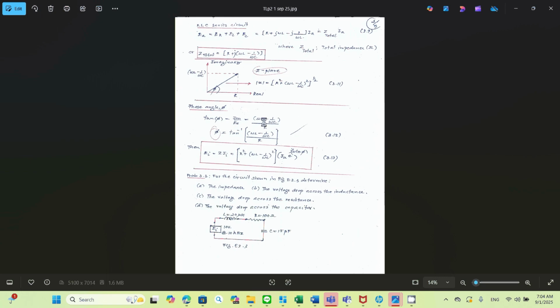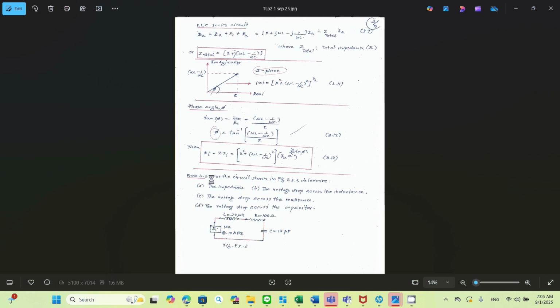And you end up with (omega L minus 1/omega C) divided by R. And your phi simply becomes arctan of (omega L minus 1/omega C) over R, according to equation 3.12 from the book. Then by applying Ohm's law, E equal to IR, this is your I, and this is your R, the total impedance in the circuit. In this case, it's the RLC series circuit.